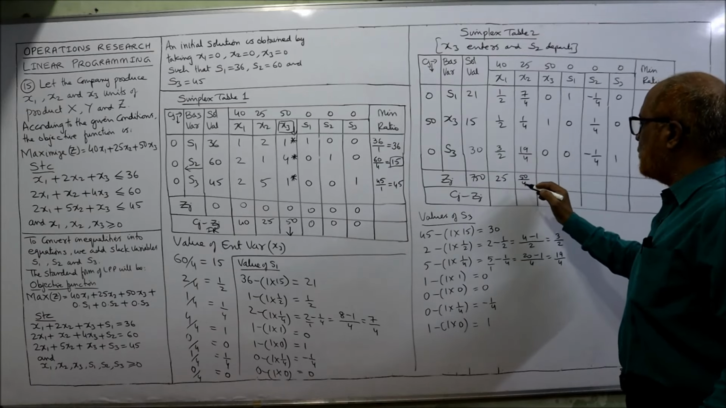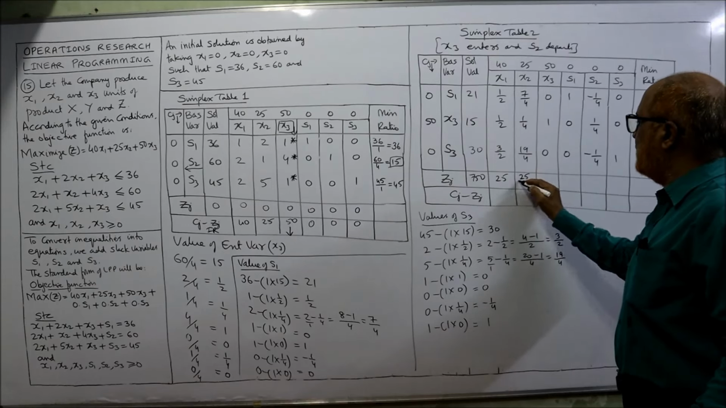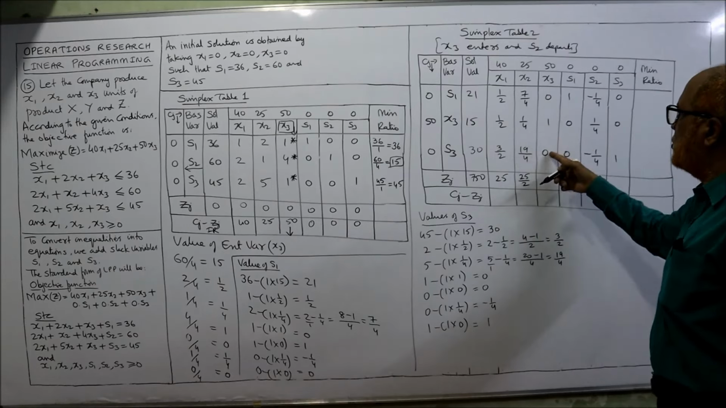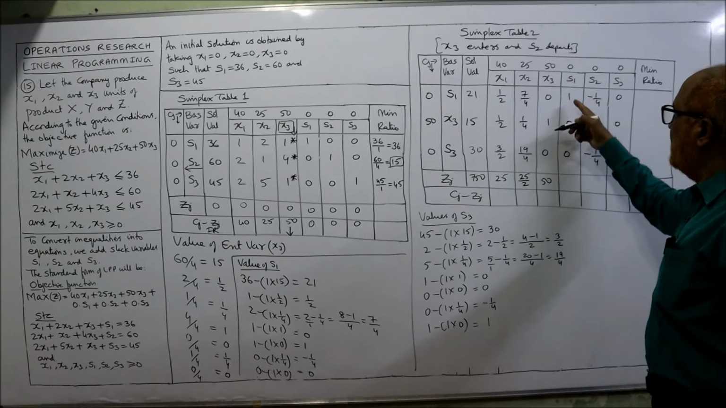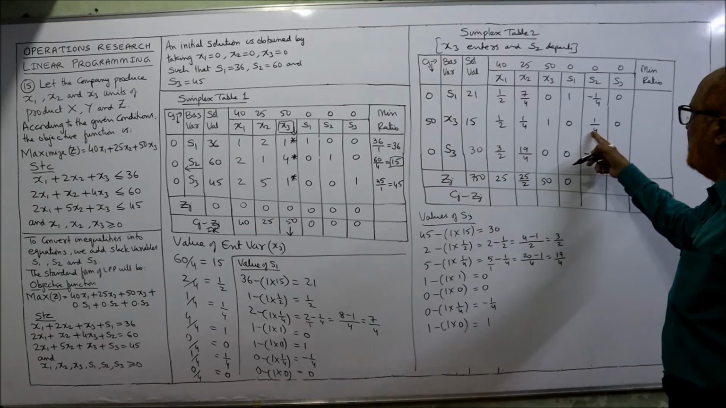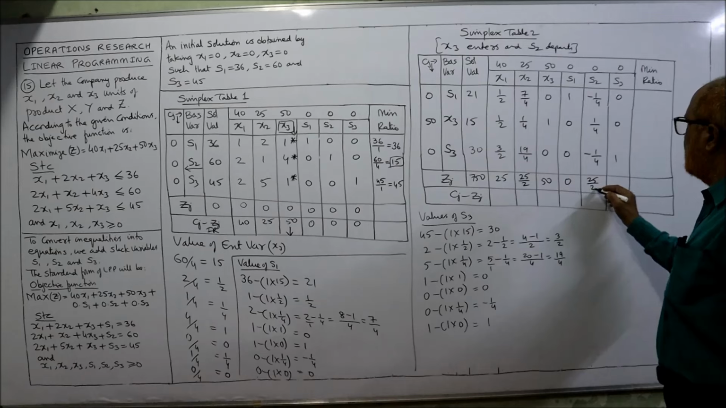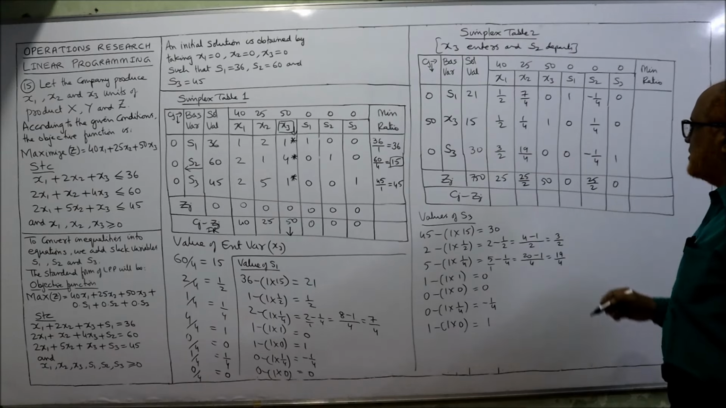Or we can take 25 by 2. Here 0, 0. 50 into 1 is 50. Here 0, 0, 0. Here 0, 0. So 50 into 1 by 4, 50 by 4 is 25 by 2. 0, 0, 0. That's it.